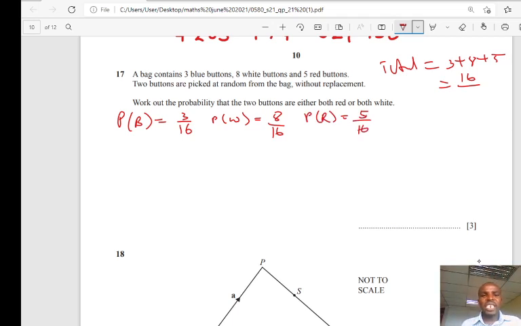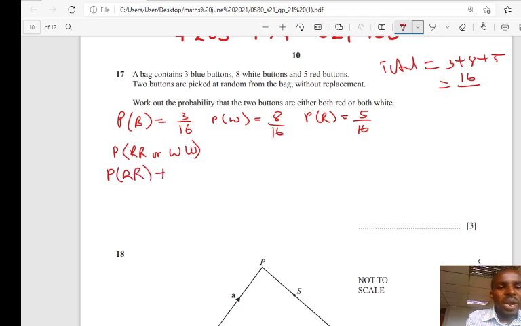Then we want the probability that the 2 buttons are either both red or both white. So it will be the probability that the first is red and the second is red, or the first is white and the second is white, so we add. It's the probability of red, red, plus the probability of white, white.